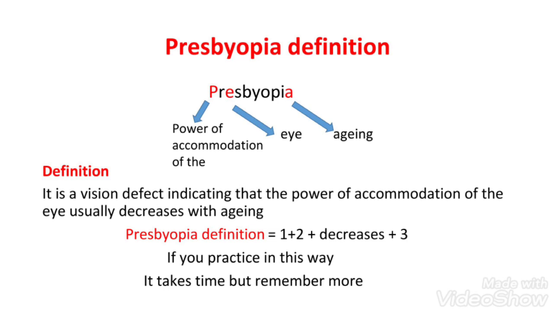So I'm repeating that. The presbyopia definition is: the power of accommodation of the eye usually decreases with aging. Now, this method takes time to learn, but you can remember it for a long time, and you can write it without confusion and easily.